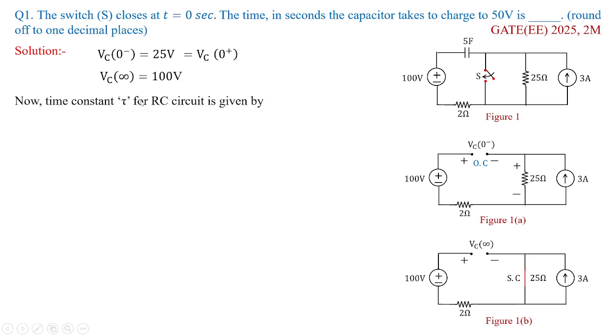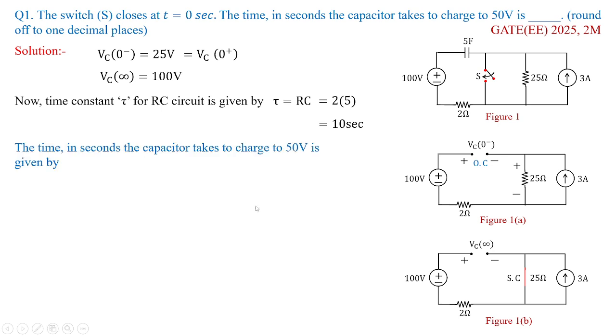Now the time constant for the RC network: when you look into figure 1b, you can see here you have 2 ohms and the open circuit is over the capacitor. The capacitor value is 5, so the resistance value is 2 and the capacitor value is 5. This gives us the time constant value as 10 seconds. So this is the time constant of the circuit.